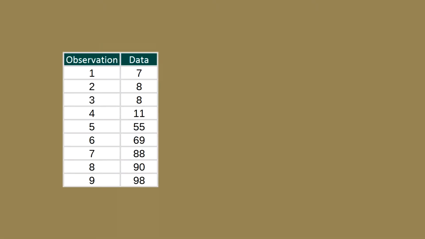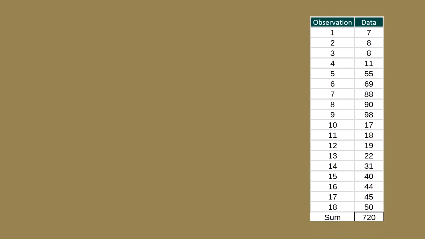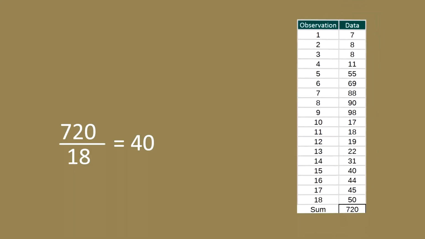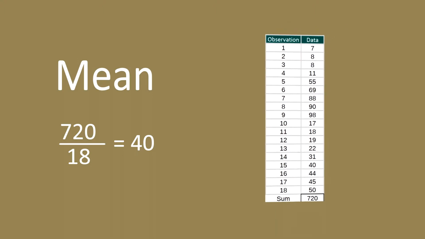Consider when n, the number of observations, is even or odd. If n is odd, the median is the center observation in the ordered list. When the number of observations is even, the median is the mean or average of the value of the two center observations. The mean, of course, can be calculated by adding up the values for all the observations and dividing by the number of observations in order to generate a mean average.